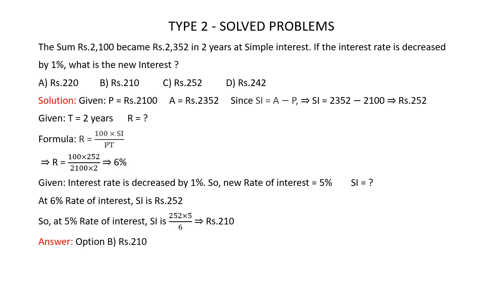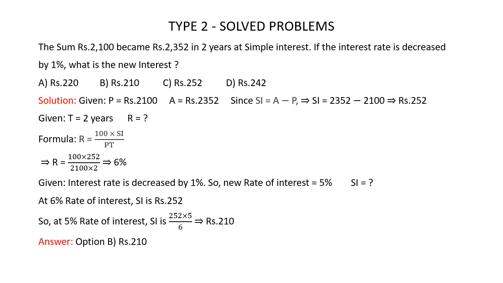So it's given that the interest is decreased by 1%. So the new rate of interest is 6 minus 1, which is 5%. Now we are asked to find the new interest at the new rate of interest. So let's find out the new simple interest.